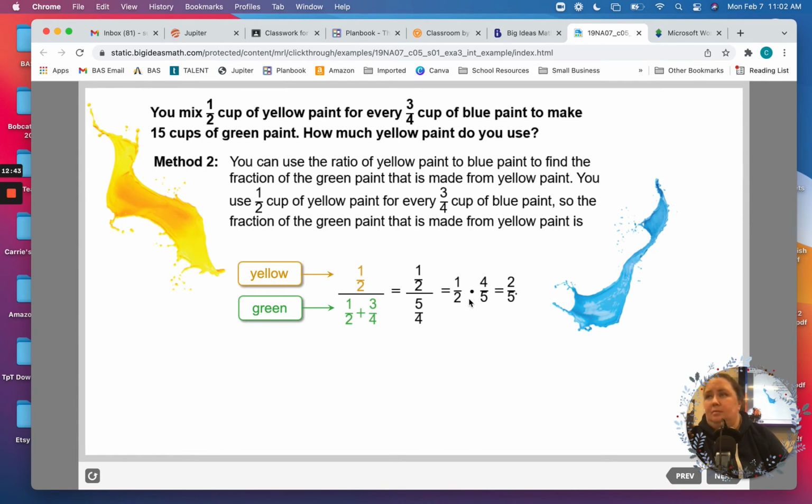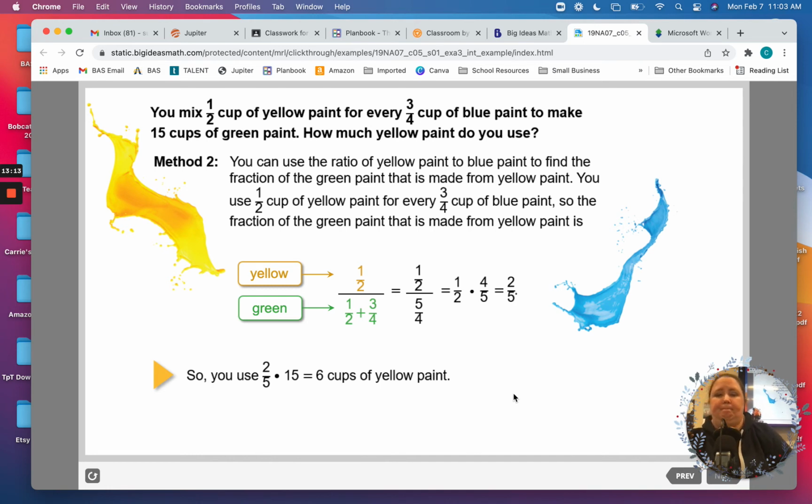Okay, so our ratio comparing the yellow paint to how much green paint we end up with is 2 to 5. If I have 2 to 5 as my ratio, how many green cups did I want? 15. So 2/5 of 15 will tell me how much yellow I have. What's 2/5 times 15? 6 cups of yellow paint. So you can do either method. They would both work.